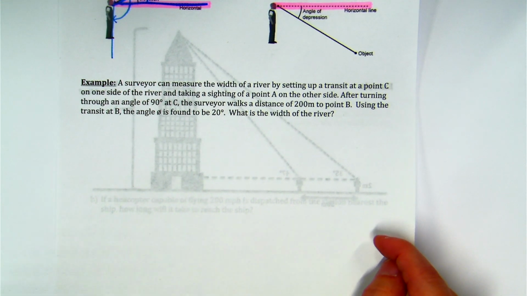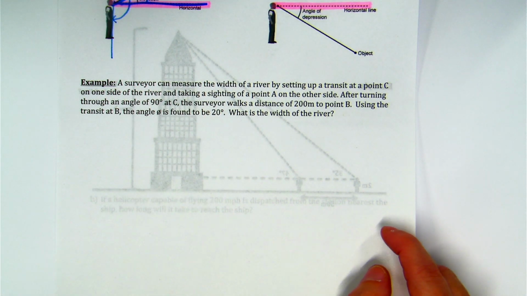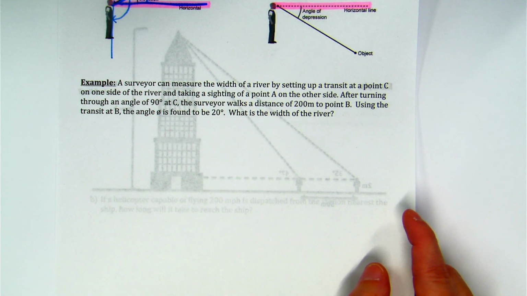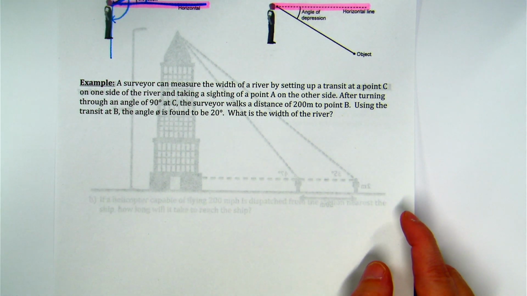You've got a surveyor that can measure the width of a river by setting up a transit at point C on one side of the river, taking a siding at a point A on the other side. After turning through an angle of 90 degrees at C, the surveyor walks 200 meters to point B. Using the transit at B, the angle theta is found to be 20 degrees. What's the width of the river?